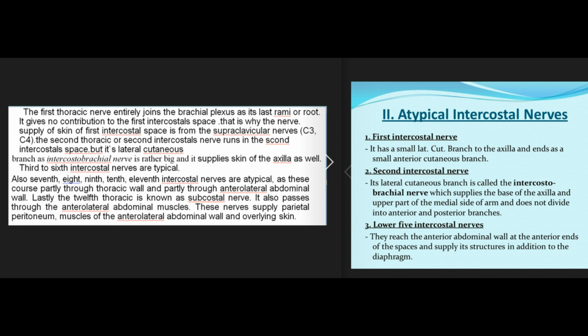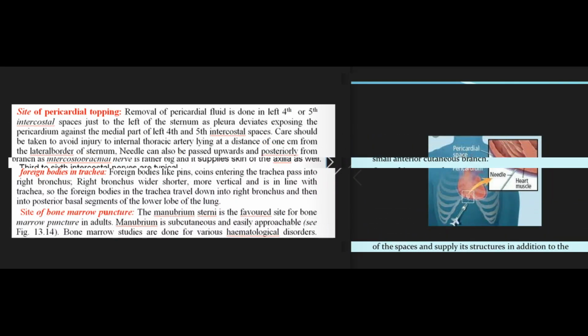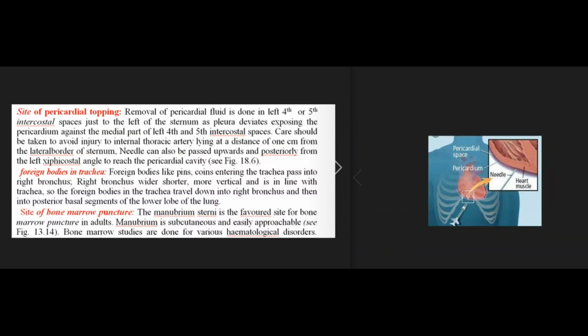These nerves supply parietal peritoneum, muscles of the anterolateral abdominal wall and overlying skin. Site of pericardial tapping. Removal of pericardial fluid is done in left fourth or fifth intercostal spaces just to the left of the sternum as pleura deviates, exposing the pericardium against the medial part of left fourth and fifth intercostal spaces. Care should be taken to avoid injury to internal thoracic artery lying at a distance of 1 cm from the lateral border of sternum.